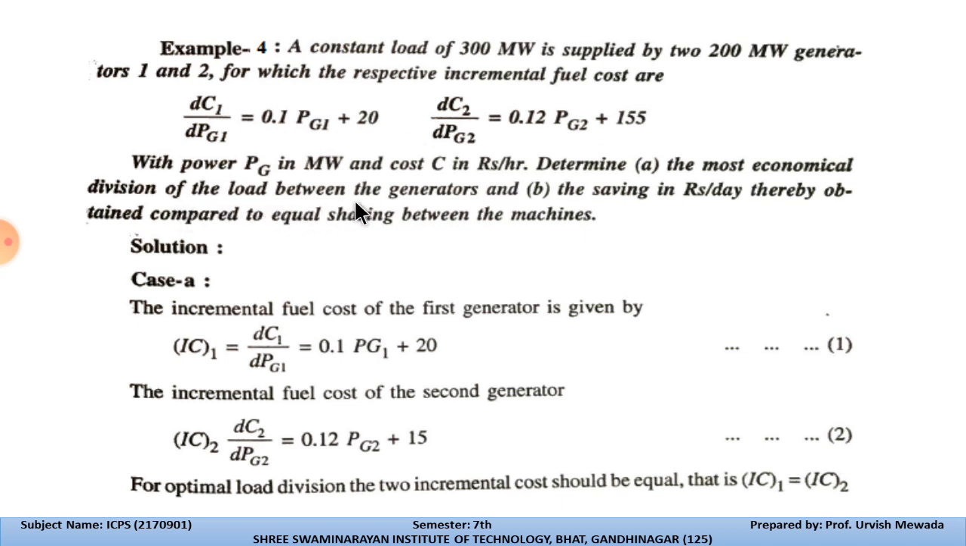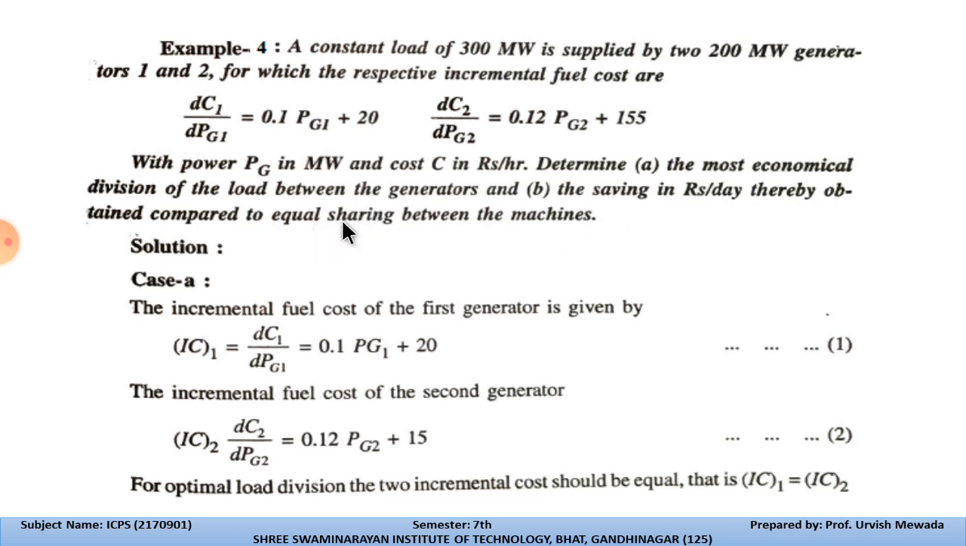of the load between the generators. This is the first task that we need to perform, that is the most economical division of the load between the generators. So we need to find out how much load will be shared by each of the generators, and then the saving in rupees per day thereby obtained compared to equal sharing between the machines.